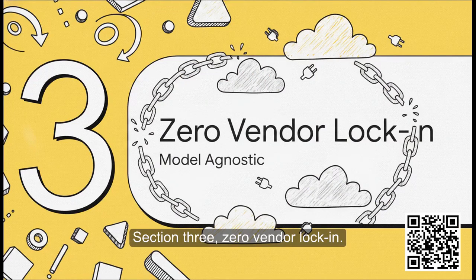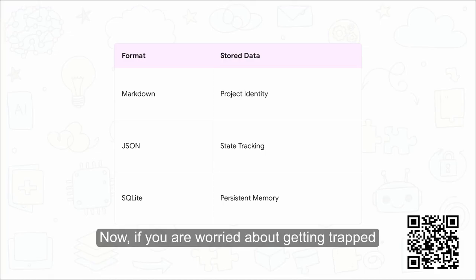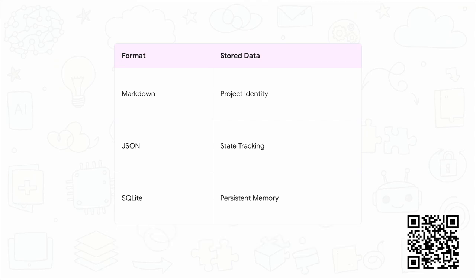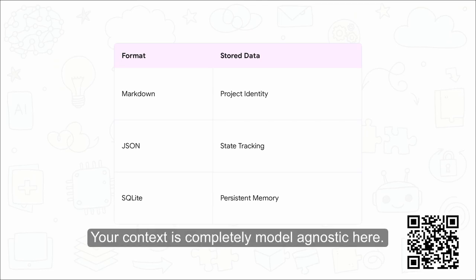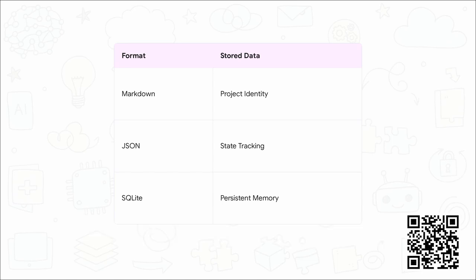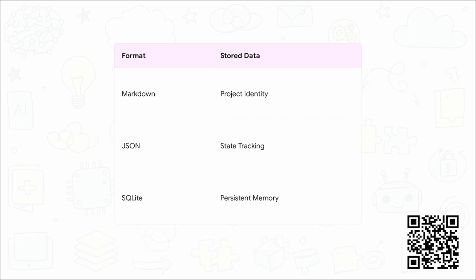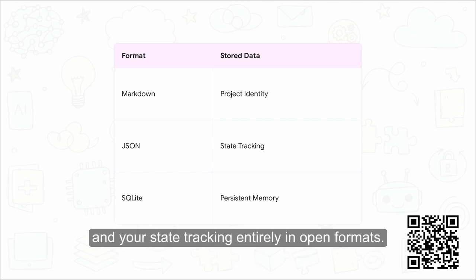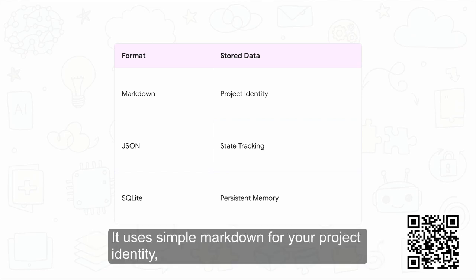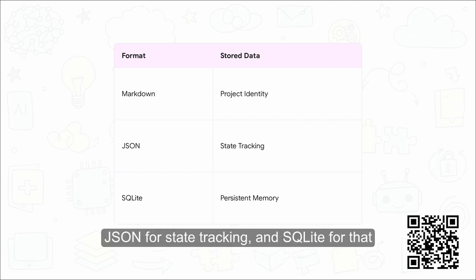Section 3. Zero vendor lock-in. Now, if you are worried about getting trapped in a specific ecosystem, which is totally fair in the Wild West of AI right now, don't be. Your context is completely model agnostic here. Why? Because Dectl stores your project's identity, your decisions, and your state tracking entirely in open formats. It uses simple Markdown for your project identity, JSON for state tracking, and SQLite for that persistent memory we talked about.